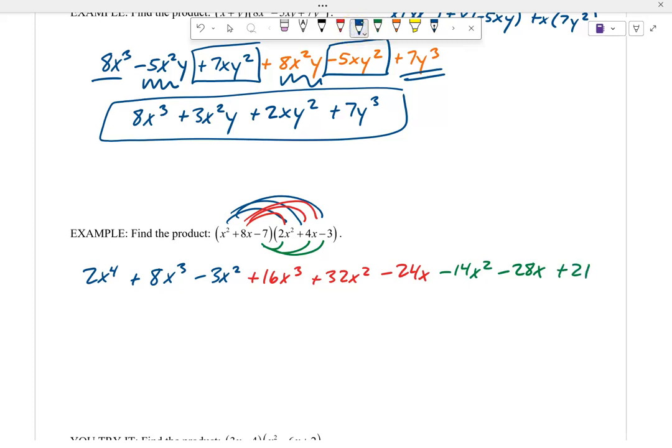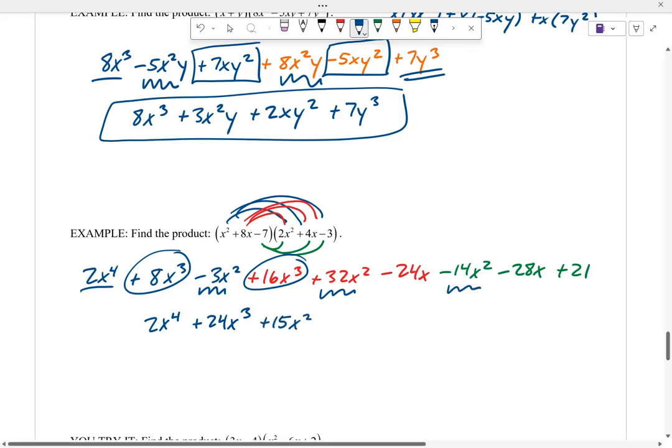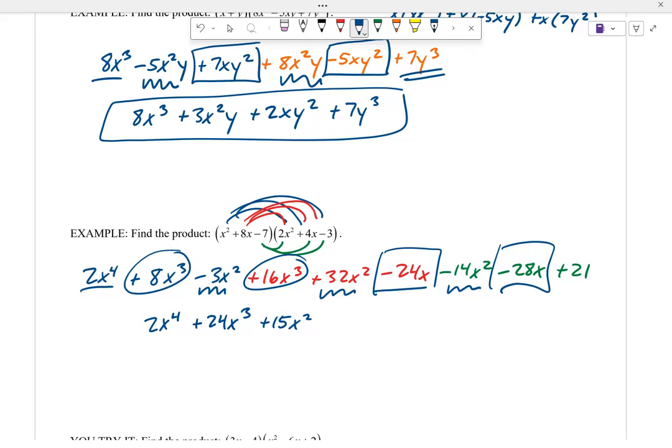And now I'm looking for any like terms. This 2x to the fourth is a loner, it looks like. I've got an 8x cubed and a 16x cubed. I think that's my only x cubes there, so I have 24x cubed. I have a negative 3x squared plus 32 minus 14, 15x squared. Now I've got minus 24 minus 28, so that gives negative 52x, and then just the constant 21 at the end of that.